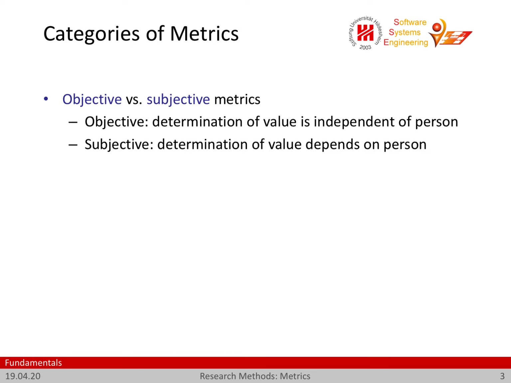Unfortunately, it's not always easy to achieve. So there are also subjective determinations of value. In that case, the final value depends on the person, meaning if I give the same measurement task to two different people, they may arrive at two different results. Why does that still make sense? And why can it happen?